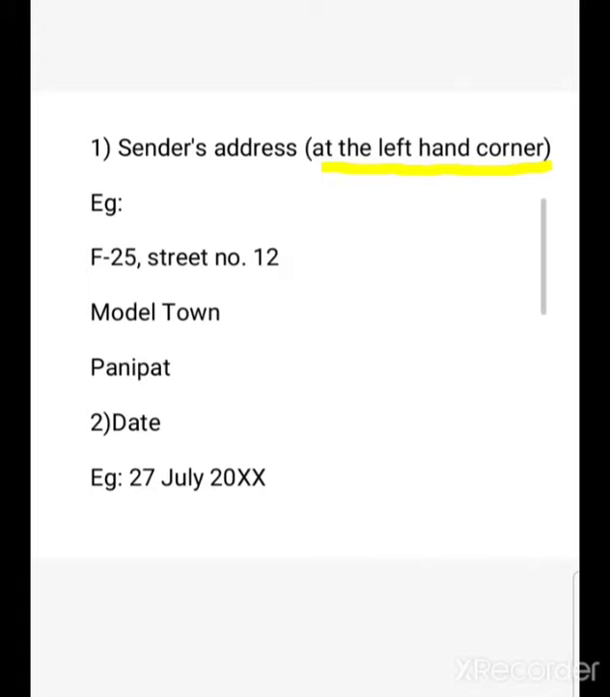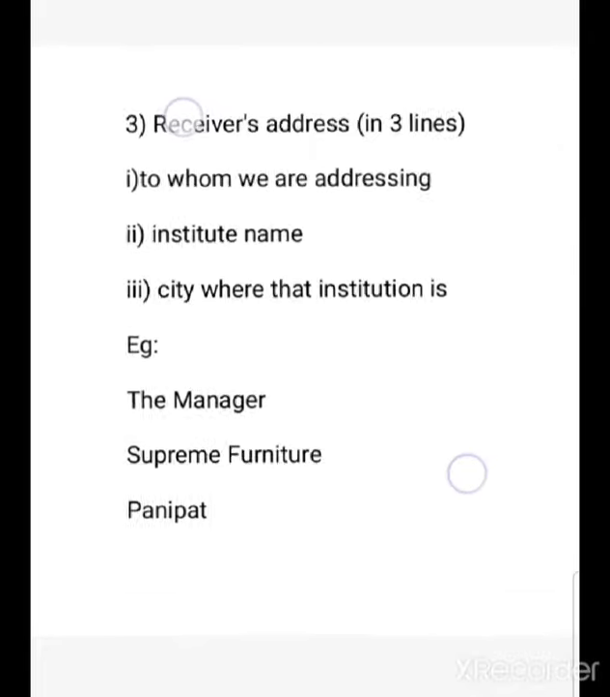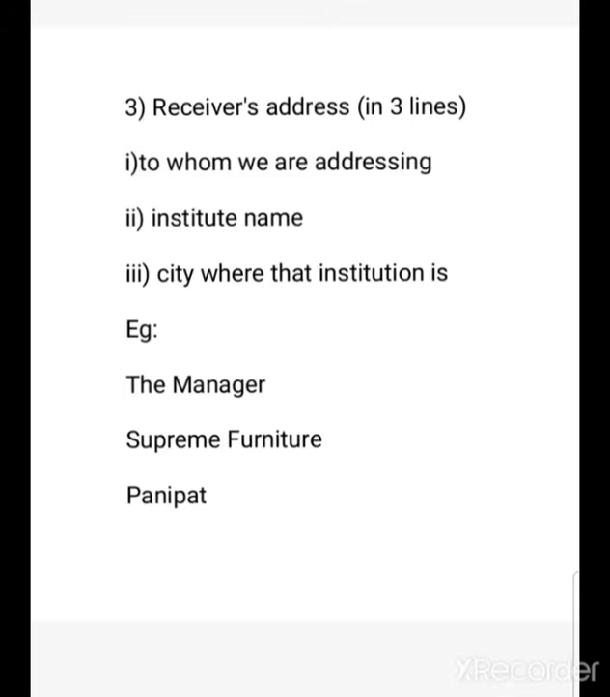So the next one is the receiver's address. It must be written in 3 lines. The first line belongs to the person whom we are writing the letter to. Suppose we are writing the letter to the manager or the director or the principal, whoever it is. So in the first line we will write the manager or the sales manager or the principal. In the second line, it is the institute name, whatever the institution is.